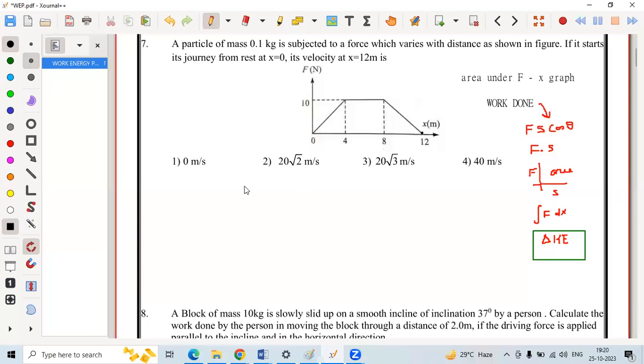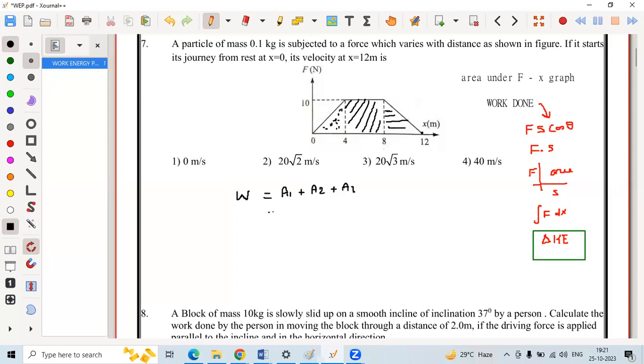Right? So here, the work done formula is area under Fs graph. Now this is an Fs graph, so tell me its area. To find the area, there are 3 pieces here: this is one piece, then this is one piece, then this is one piece. Now I need the area, that is A1 plus A2 plus A3.